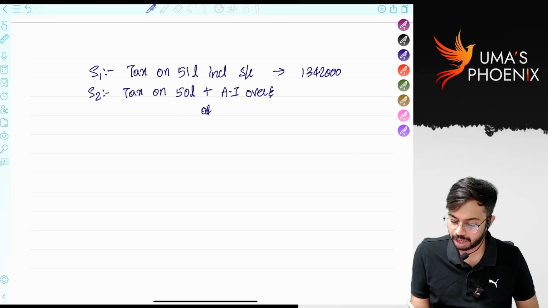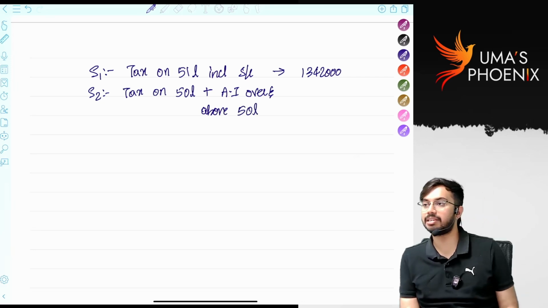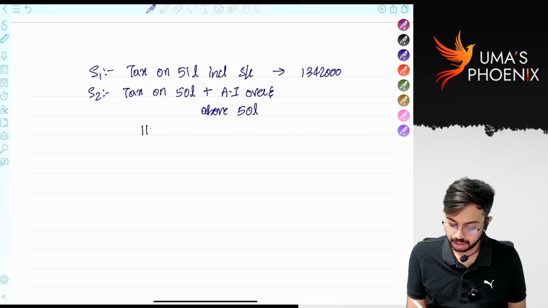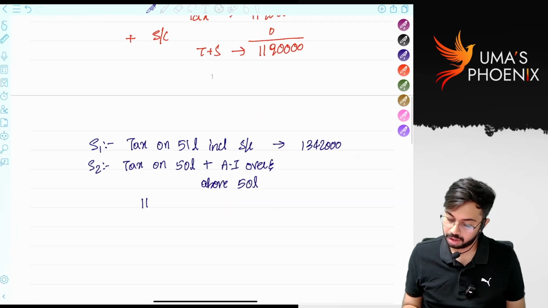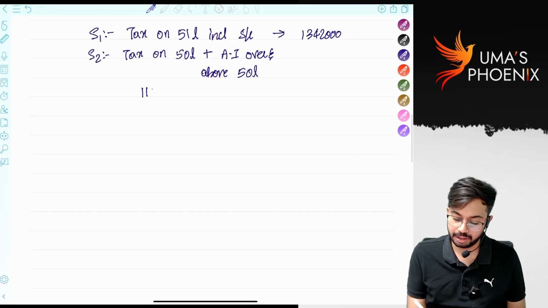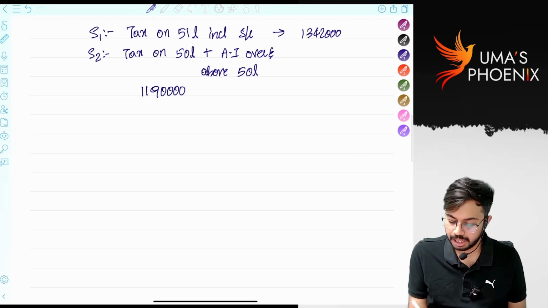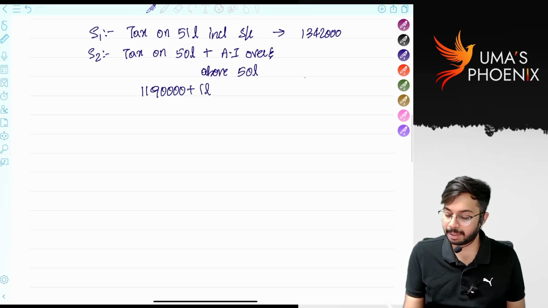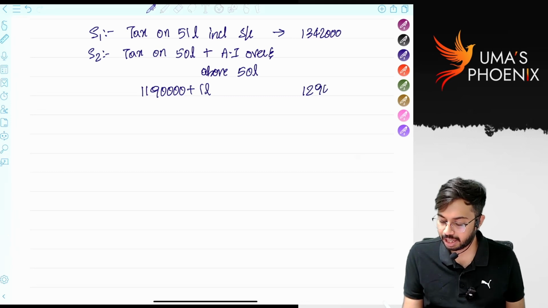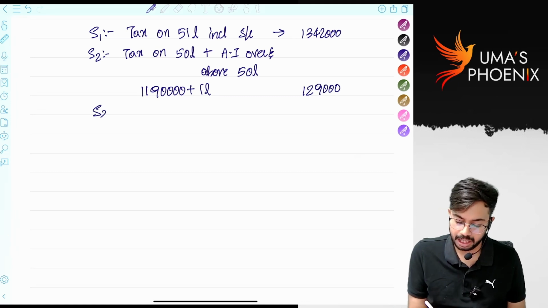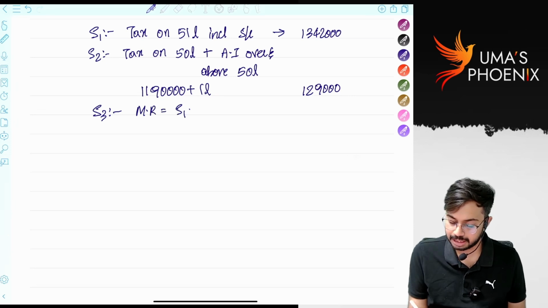Additional income over and above 50 lakhs. How much is tax on 50 lakhs? 11 lakh 90,000 plus additional income of 1 lakh. So step 2 is 12 lakh 90,000. Step 3 is marginal relief, equal to step 1 minus step 2.